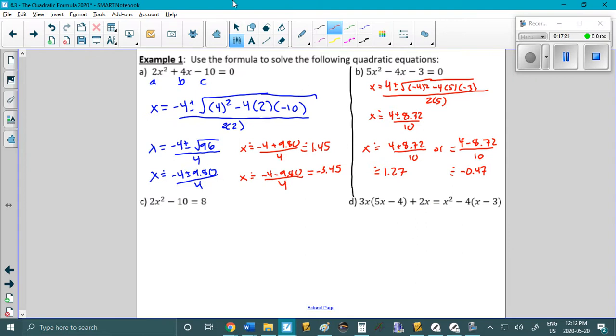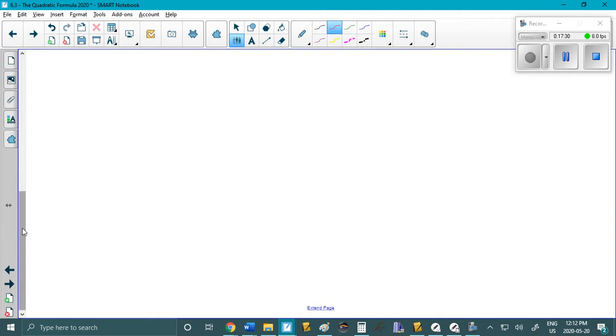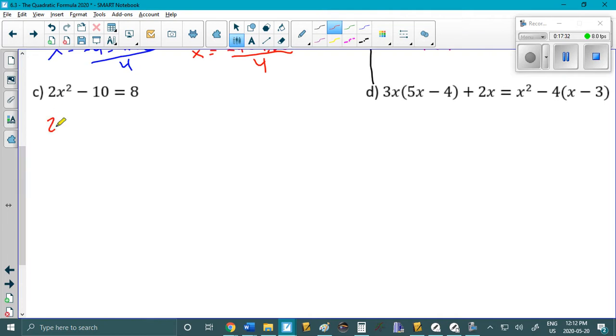Okay, the next one, C and D, I'm going to tell you step 1 is to rearrange them so that they're in standard form. Okay, so let's go. So for this one, first, we subtract 8 from both sides, and we get 2x squared minus 18 equals 0. So this means that a is 2. And what's our value of b? Remember, b is attached to the x. I don't see anything, so b is 0, and c is negative 18.